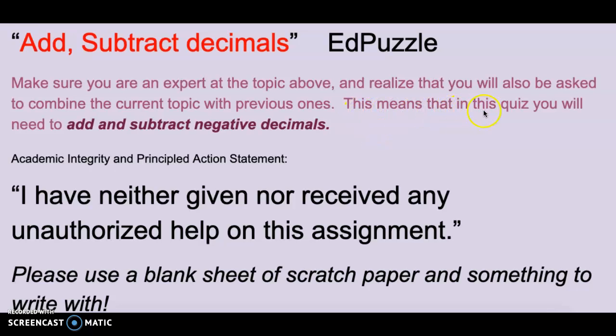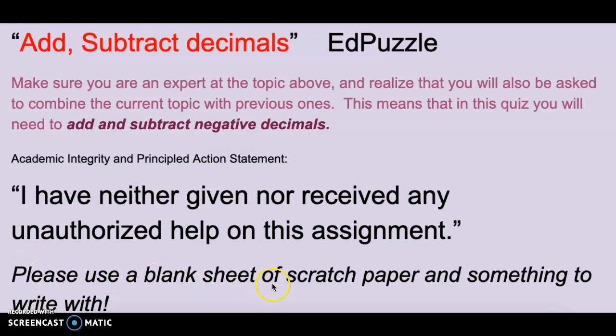So this means that in this quiz, you will need to add and subtract negative decimals. So make sure you're ready for that before you do this Edpuzzle. Adding and subtracting regular decimals and adding and subtracting negative decimals. So if you need to review your negative notes, stop and do that now.